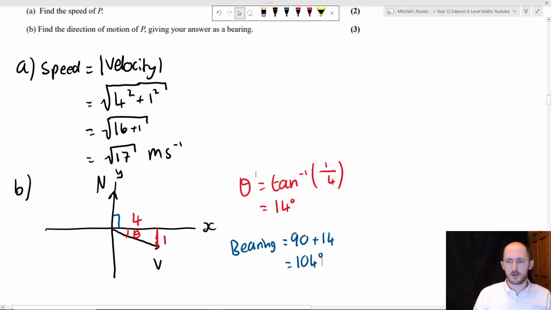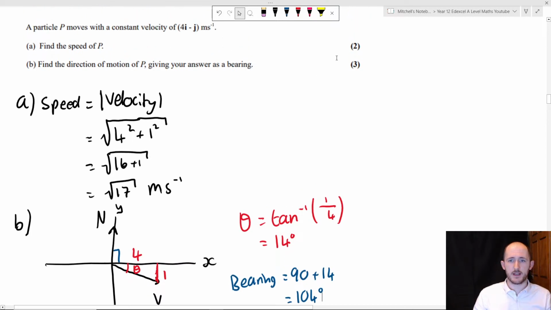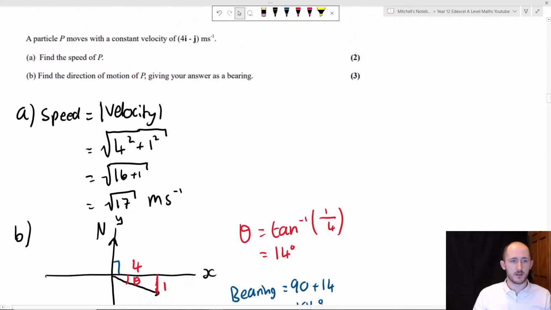Hopefully not too bad so far. I think it's a fairly quick 3 marks that you can get. In fact, this whole question was 5 marks in total, and I think that was pretty fast overall.